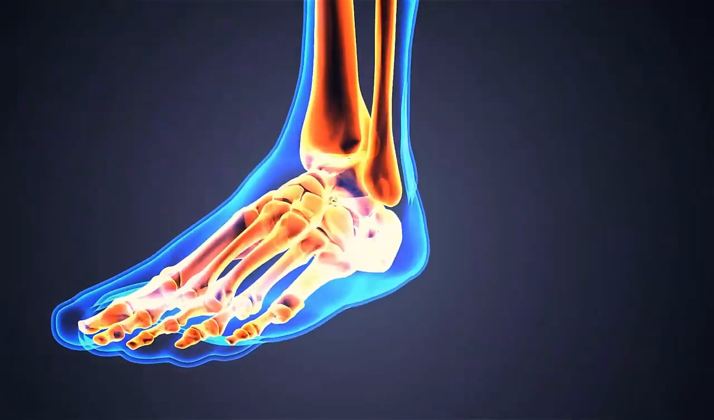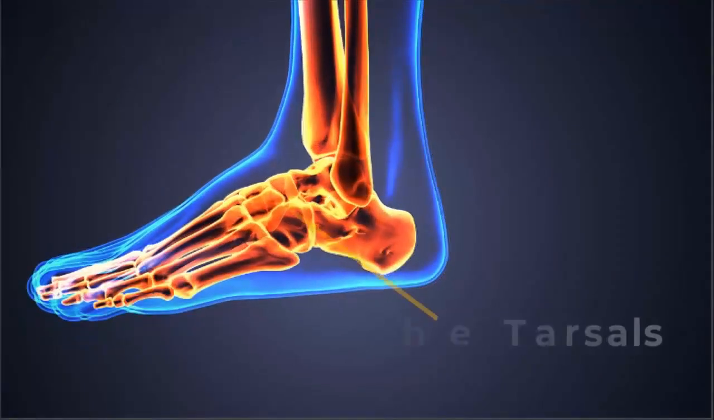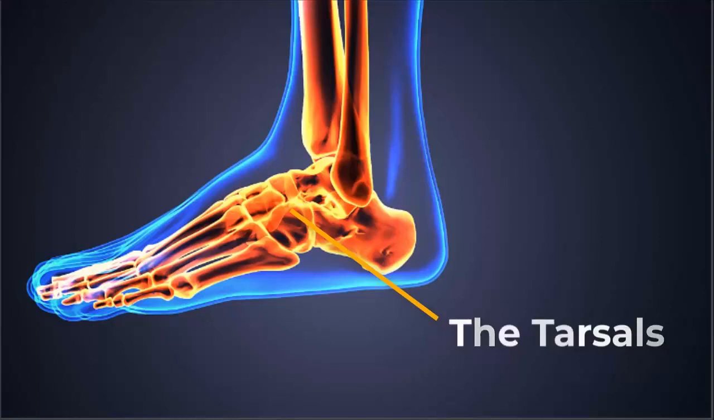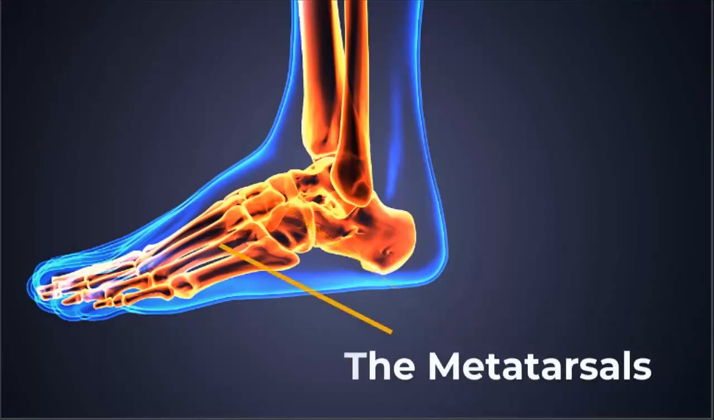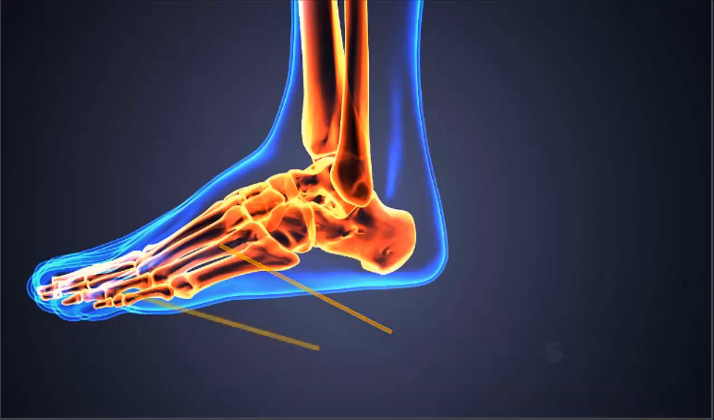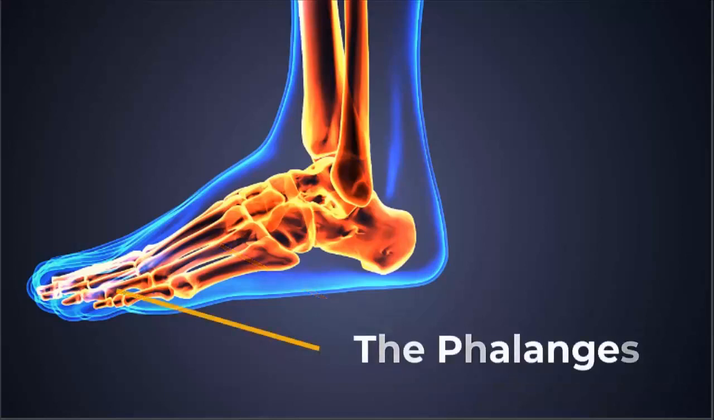The bones of the foot are divided into 3 groups. The posterior portion of the foot is formed by a group of 7 bones, each of which is known as a tarsal bone, whereas the midfoot contains 5 elongated bones, each of which is called a metatarsal bone. The toes contain 14 small bones, each of which is a phalanx bone of the foot.